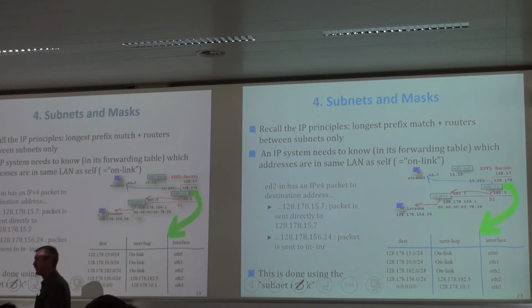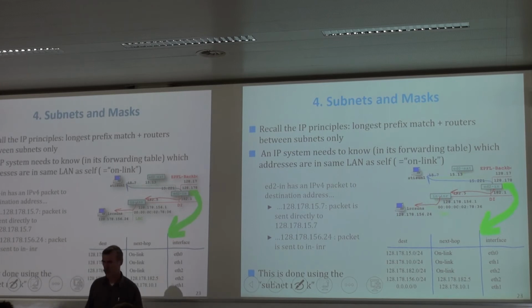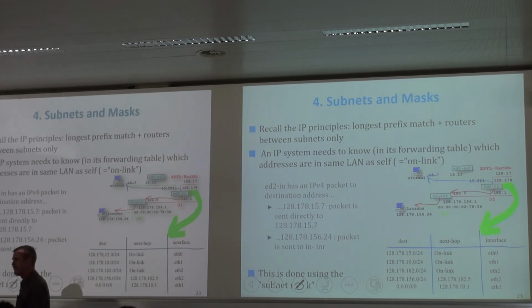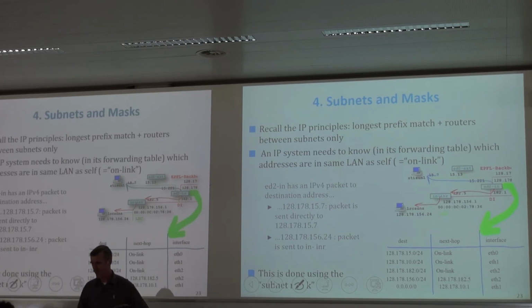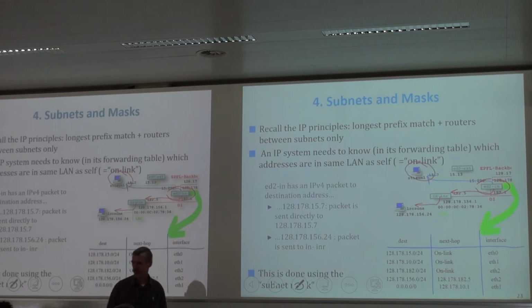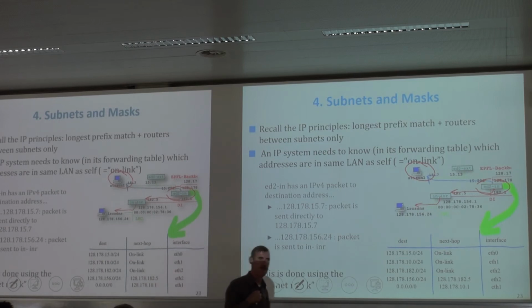Some important thing that we've discovered last week is the subnet mask. So recall that we do longest prefix match. An IP system needs to know which addresses are in the same LAN as itself. For example, if I am the router here in the middle of the EPFL network, if I have a packet that goes to 15.7, 15.7 is this machine, right? The destination and myself, the router, we are on the same local area network.